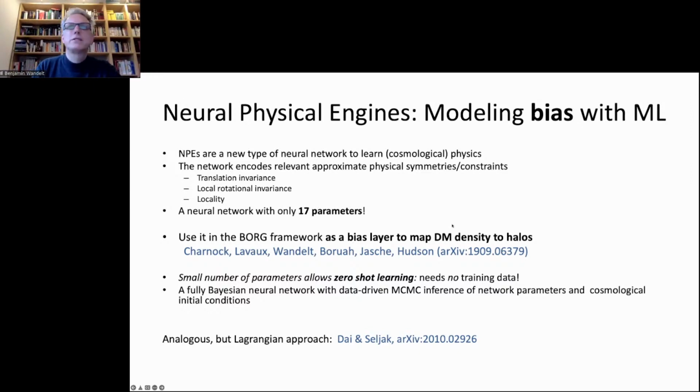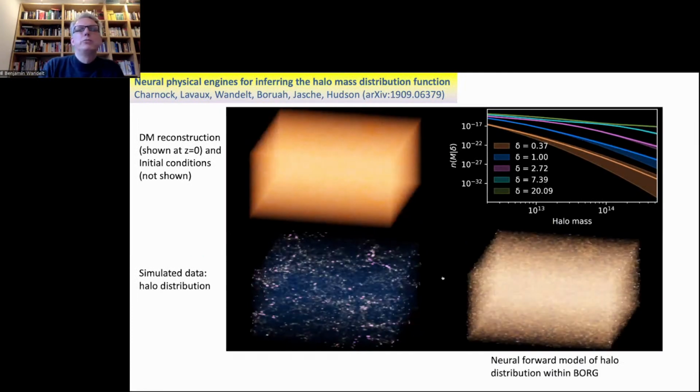And so we proposed this in 2019. And in 2020, about a year later, there was another paper that had a similar approach, but using Lagrangian, a model predicting particle displacements. So here we're dealing with the density field, galaxy density field. So here's a movie of that running.